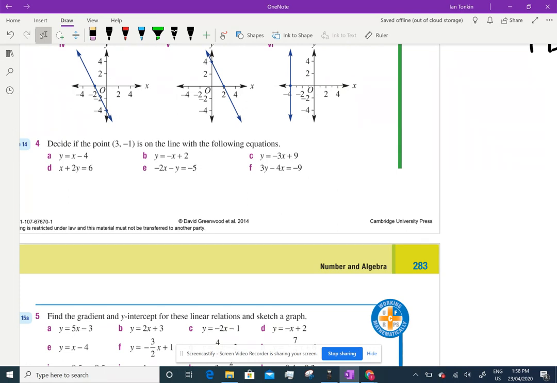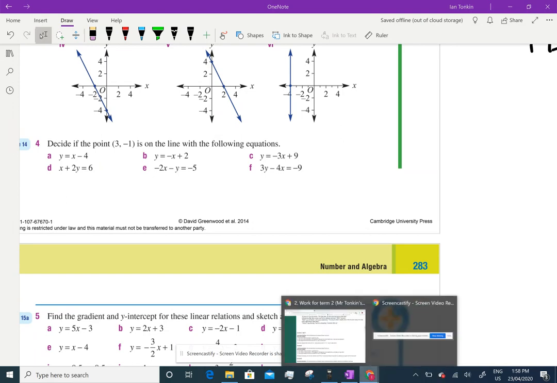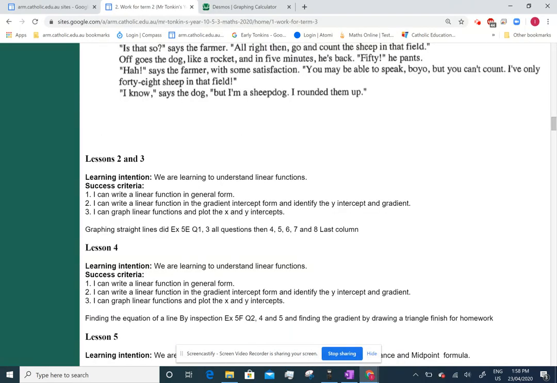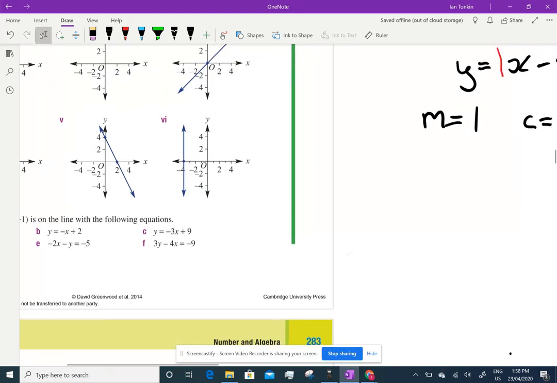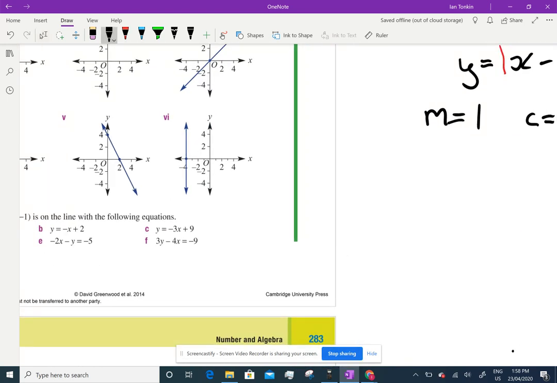Now, I'm going to do 4, and what do we have to do? Let's go back and have a quick look. We had to do the last column. So, decide if the point lies on the line. You can go and have a go. I'm going to do 4B, and then you do C and D, and I'll do those as well.